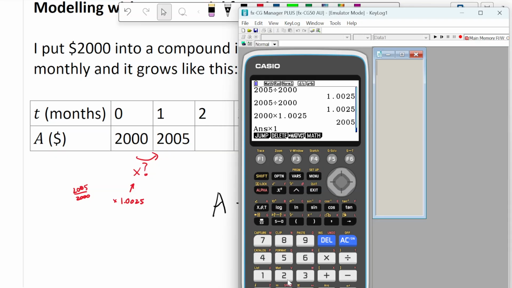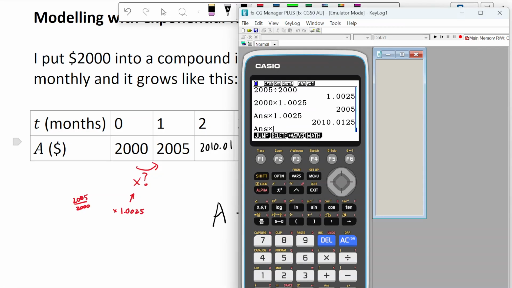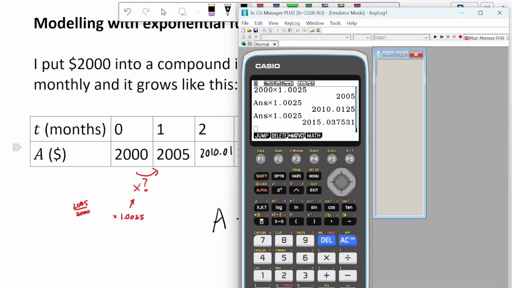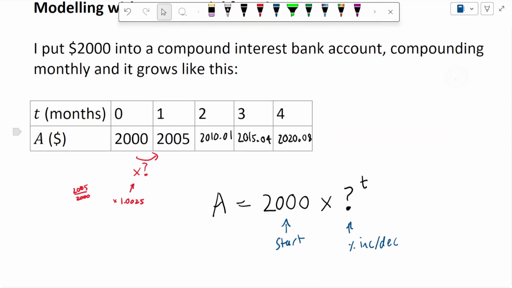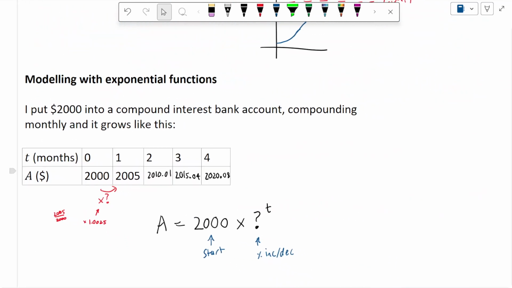And if I times it by it again, I'll get my next number, 2010 and 1 cent. If I do that again, so times 1.0025, we're going to get 2015 and 4 cents. And then if I times it again by 1.0025, I'm going to get 2020 and 8 cents. So you get these few extra cents on the end, and they will stack up eventually. Compound interest is really good like that.